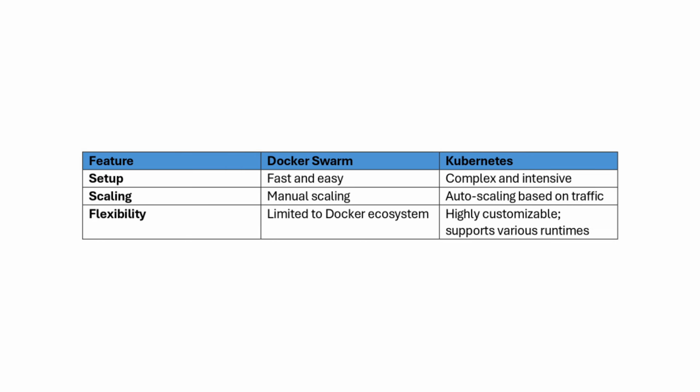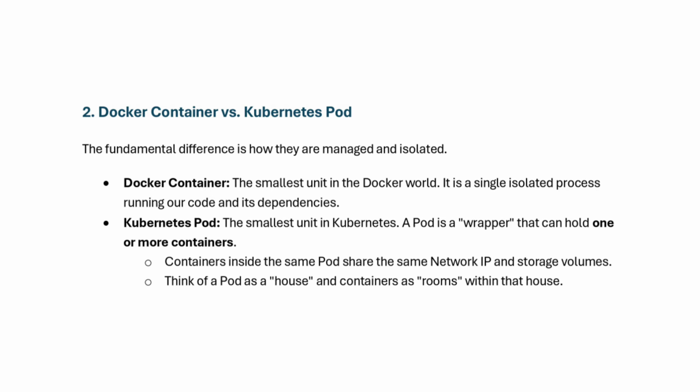For scaling, Docker Swarm is manual, whereas Kubernetes is auto-scaling based on traffic. For flexibility, Docker Swarm is limited to the Docker ecosystem, whereas Kubernetes is highly customizable and supports various runtimes. That was about Docker Swarm versus Kubernetes. Now, Docker container versus Kubernetes pod.